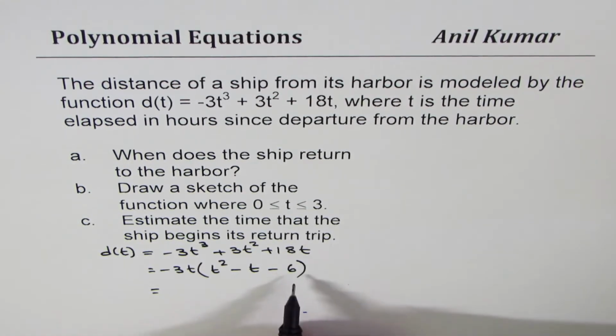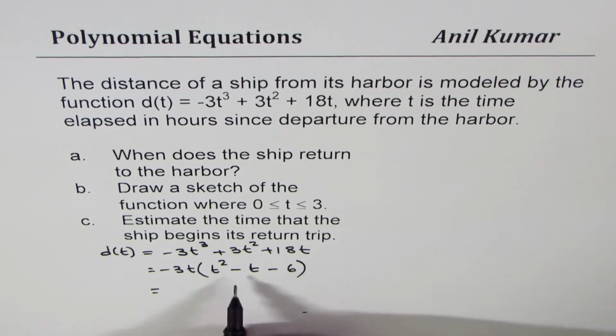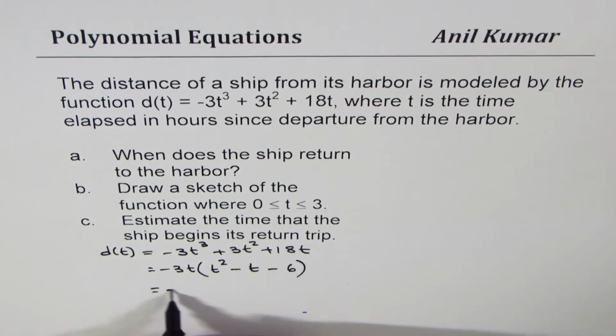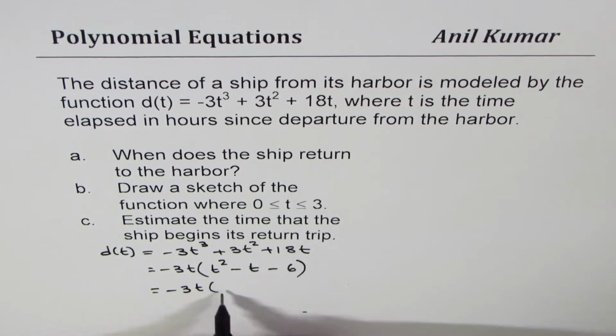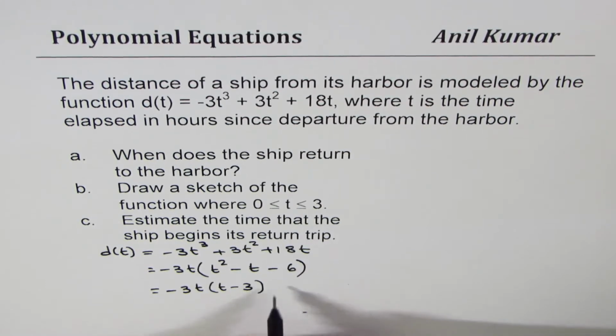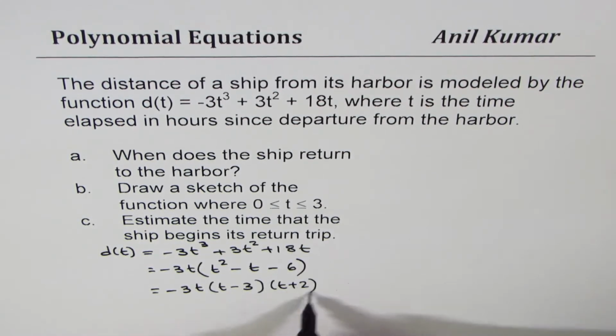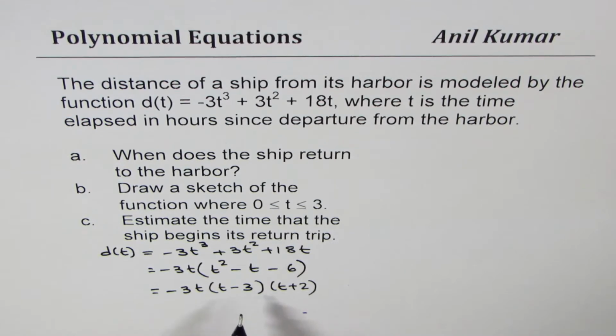And for 6, we are looking for a product of 2 and 3, with negative 3, right? So we get minus 3t times (t minus 3) times (t plus 2). So that becomes the equation in factored form. Clearly we have zeros at minus 2, that is not valid, 0 and 3. So these are the zeros for us.